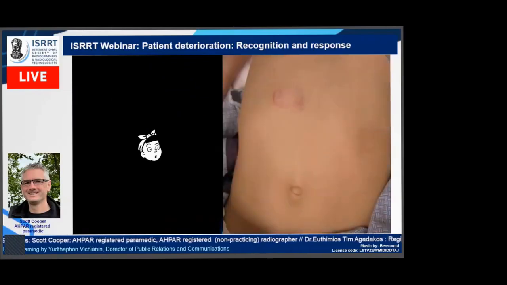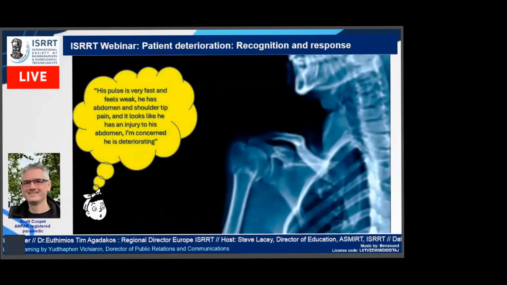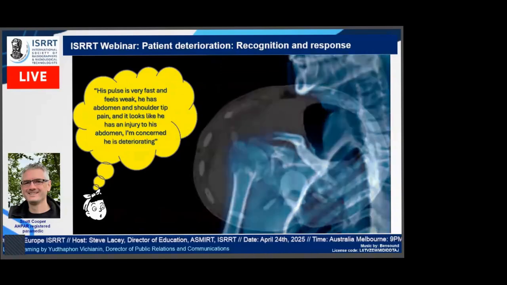So when she has a look at his abdomen, she notices there's actually a wound or an injury above his liver. And what's happened is, as he's fallen off, the handlebar from the scooter has actually penetrated or hit him very hard in the abdomen around the liver area. So again, Dewani, with her training, recognises that his pulse is very fast and feels weak. He has abdominal pain and shoulder tip pain, which is indicative of peritoneal irritation, potentially from blood. And she's concerned that he's deteriorating.